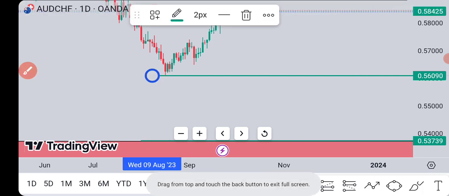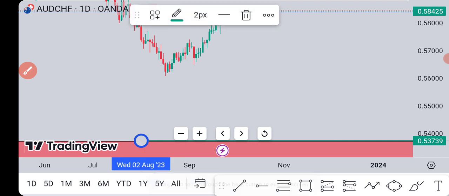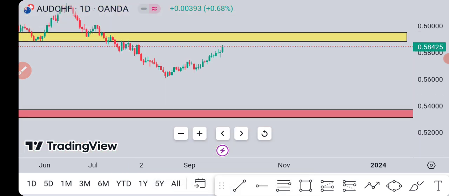So this is what I'm expecting from these 5 pairs. Now do your analysis. If yours is better than mine, just take your trade, place your trade, and relax.